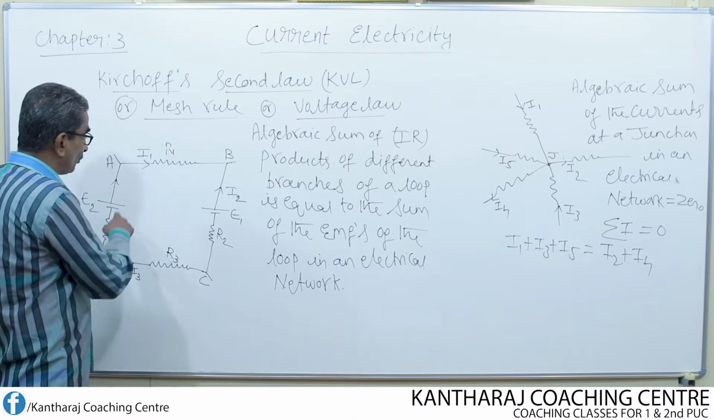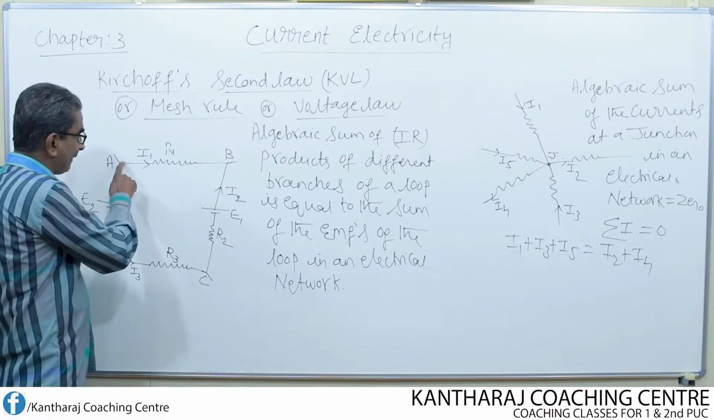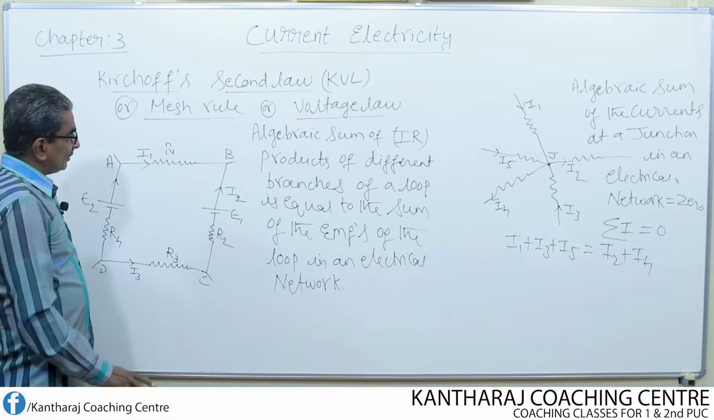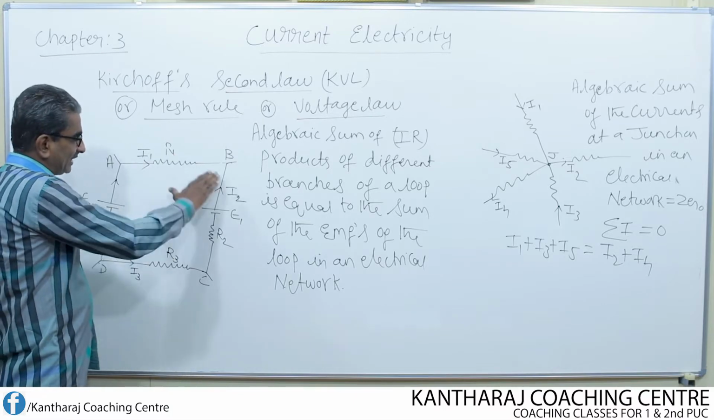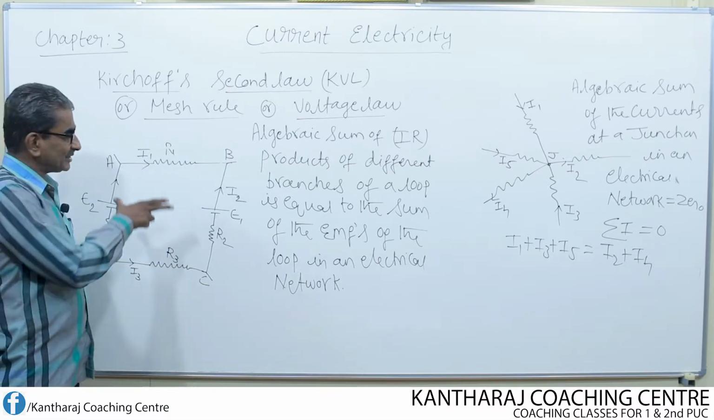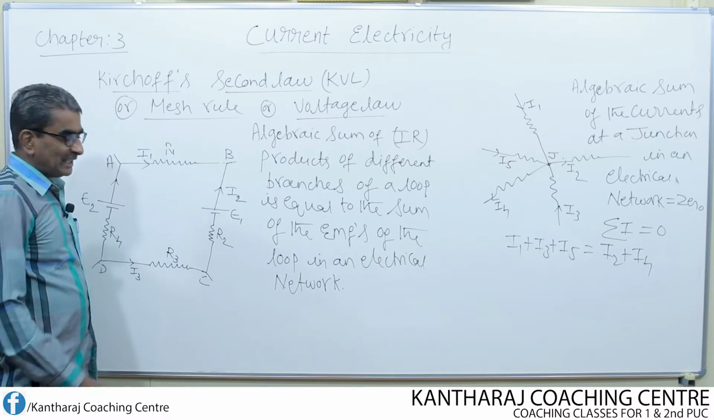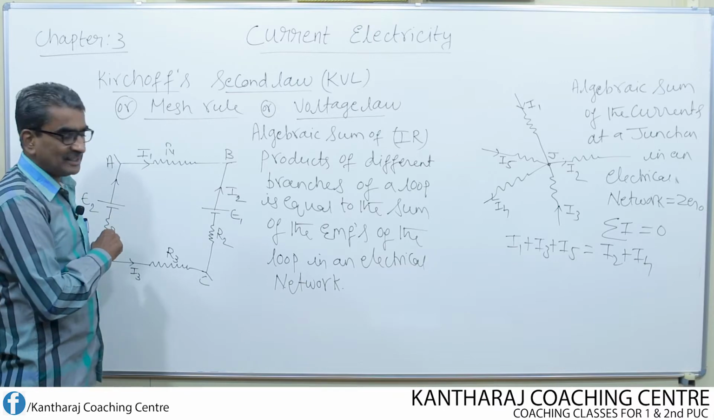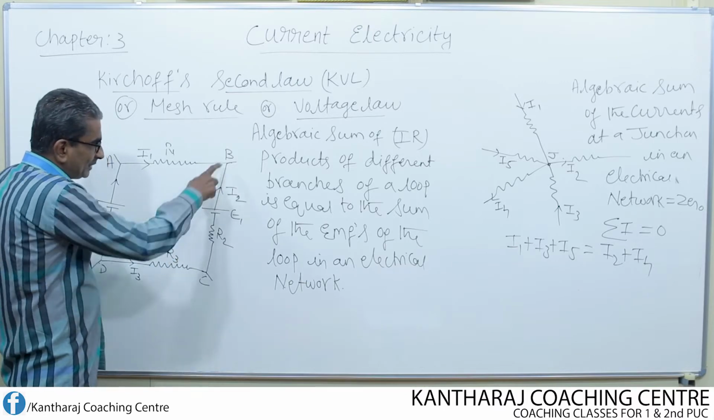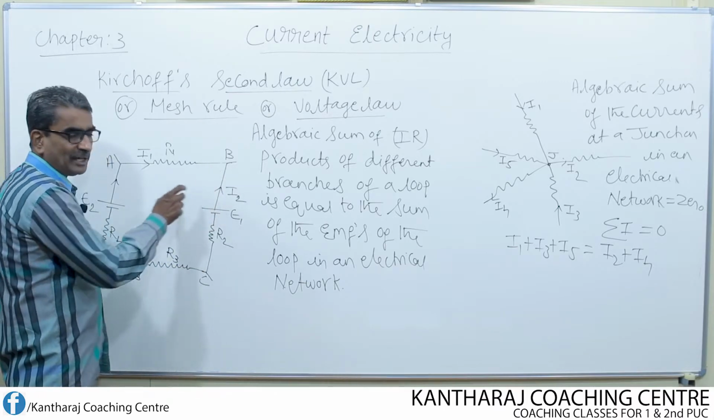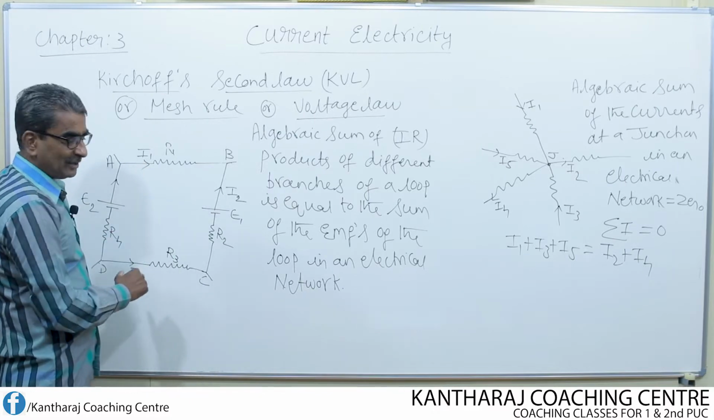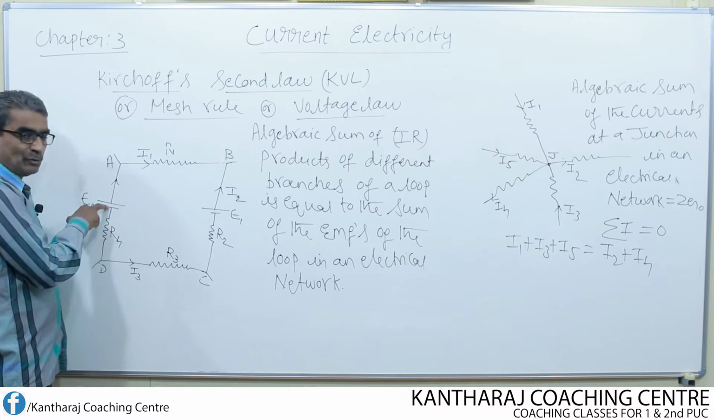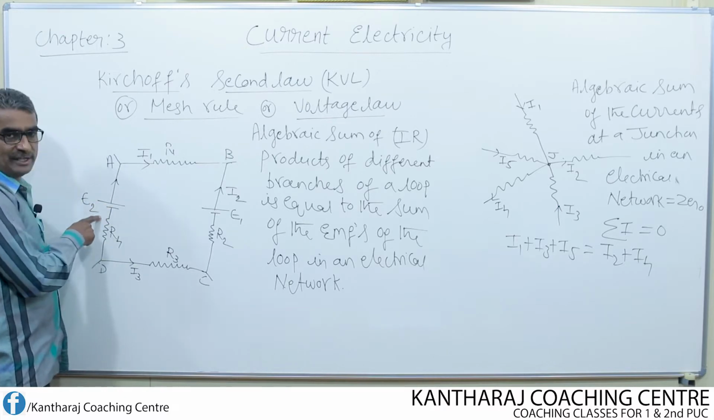How many loops are there? Only one loop is there: A, B, C, D, A. Now, in each branch, I have taken a resistor, that means a conductor. In some branches, I have connected cells. Say for example, in branch 2, that means BC, I have connected one cell whose EMF is E1. In the 4th branch, once again, I connect one more cell whose EMF is E2.